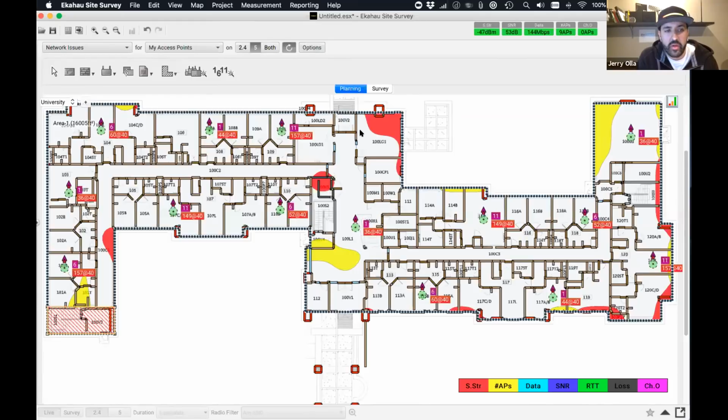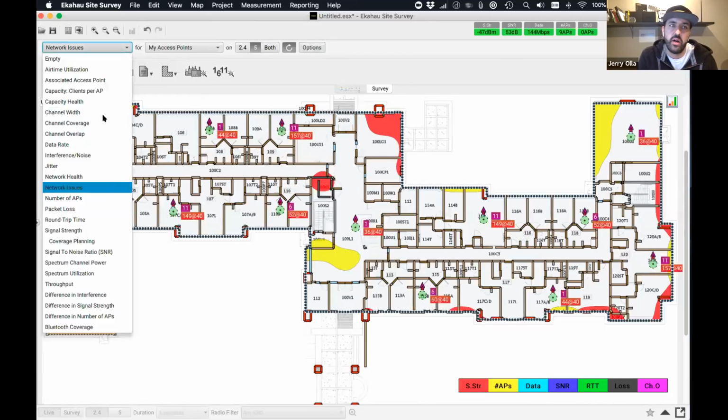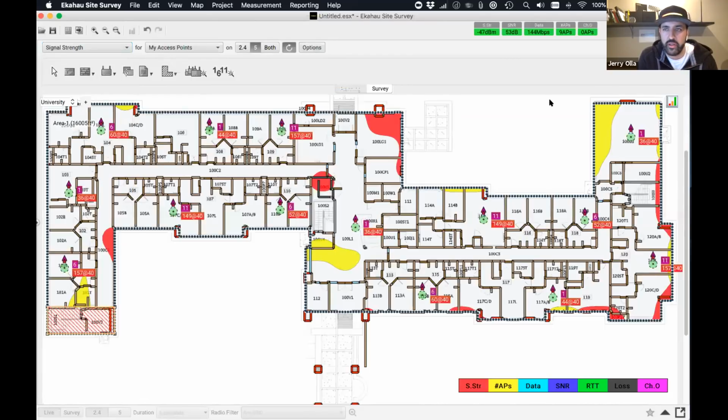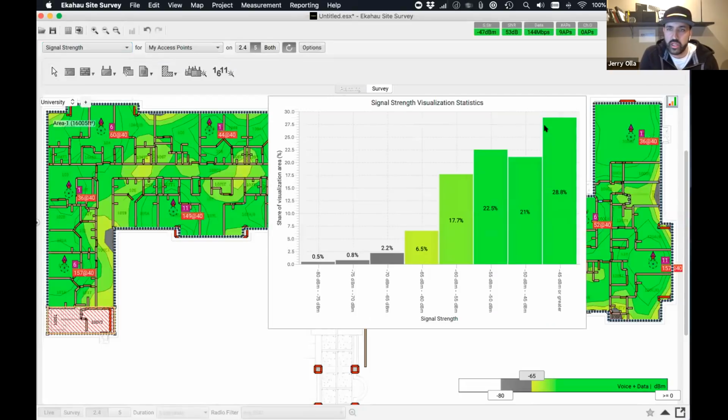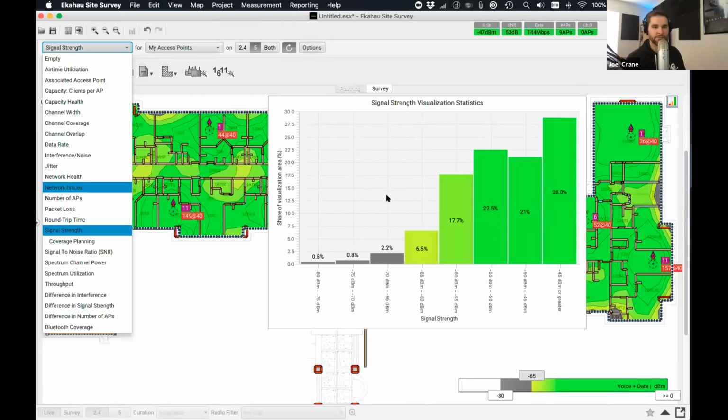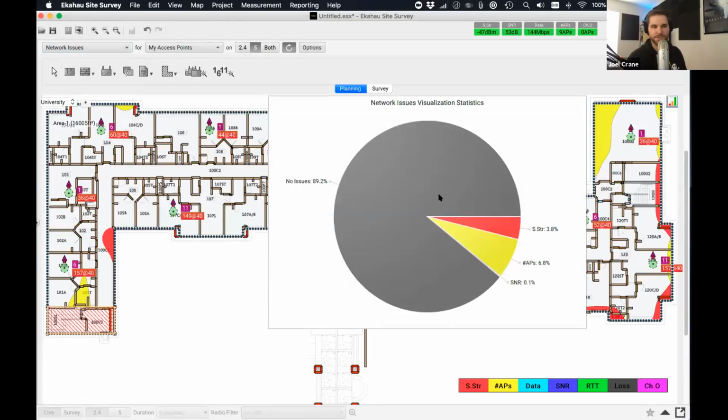Real quick, Bruce had a question about pie chart versus stack bar. That just depends on the visualization. Some are represented as a pie chart, some are represented as a stack bar. So, for example, signal strength, you'll see that's a bar chart, and anything that can be represented as a percentage will be represented as the pie chart, like the visualization percentage there. But here you can see there's your bar chart for the statistics. And then when we switch back over to the network issues, it goes back to a pie chart. So it just depends.